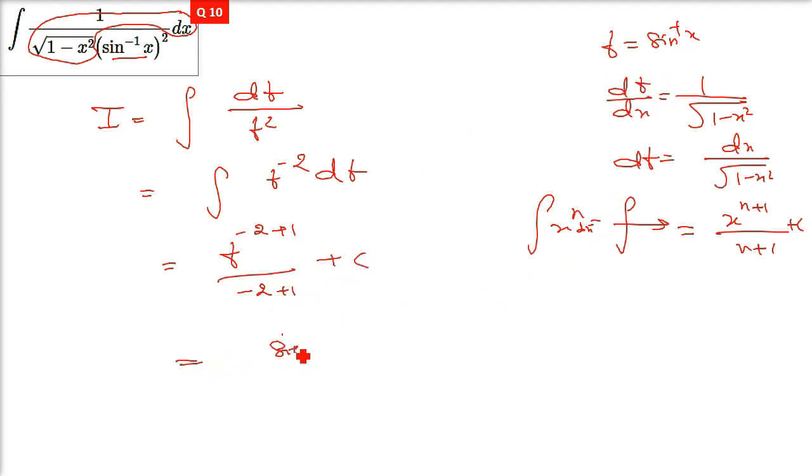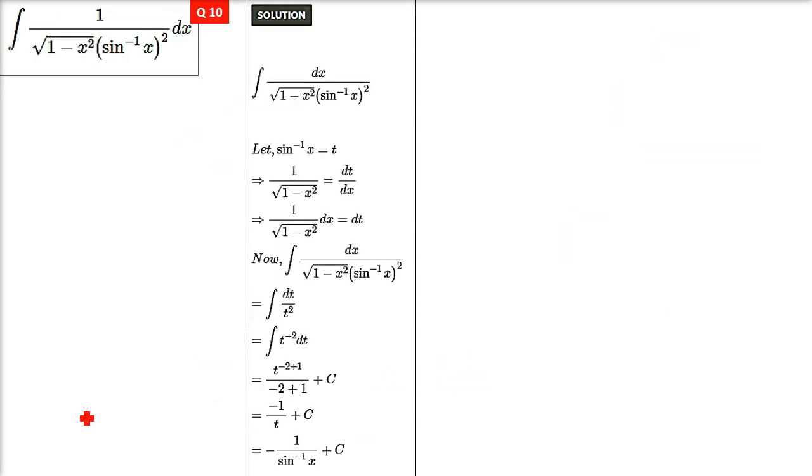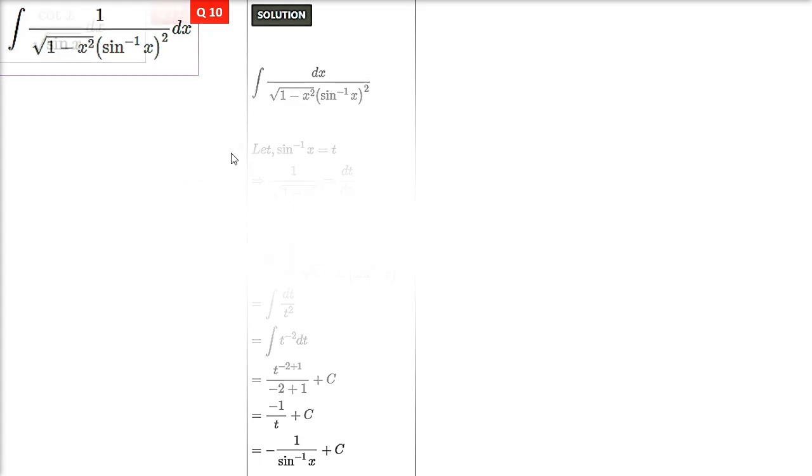In the denominator 1 minus 2 is negative 1. So sine inverse x we have taken as t, so now I'm replacing it with the original. t raised minus 1 is 1 by t, so it is minus 1 by sine inverse x. Negative is already there, constant of integration you have to add. Okay, this one is the result, the printed material for you, so that you can solve it by yourself in later revision, etc.